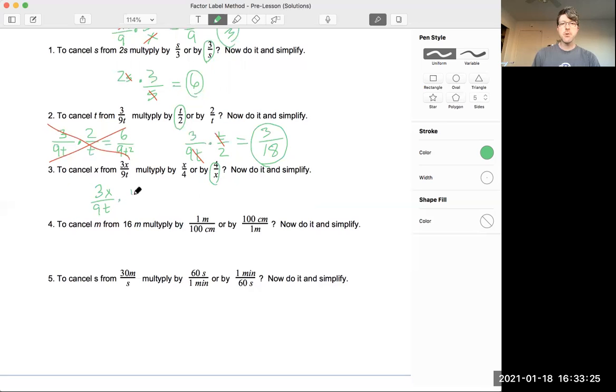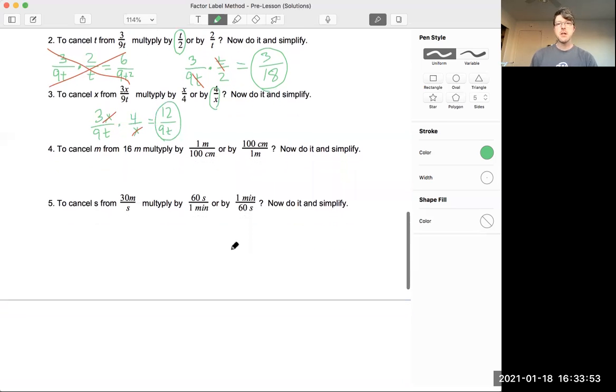Okay, so now we have 4 on the top, x on the bottom. Let's cancel out the x's. And now we have 3 times 4 on the top, that's 12. And down below we have 9t. 9 times t, that's our answer.